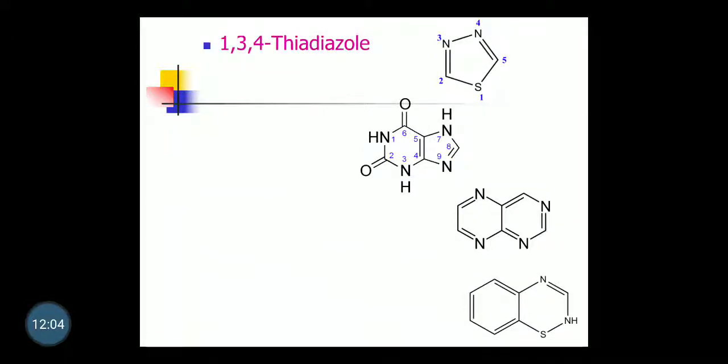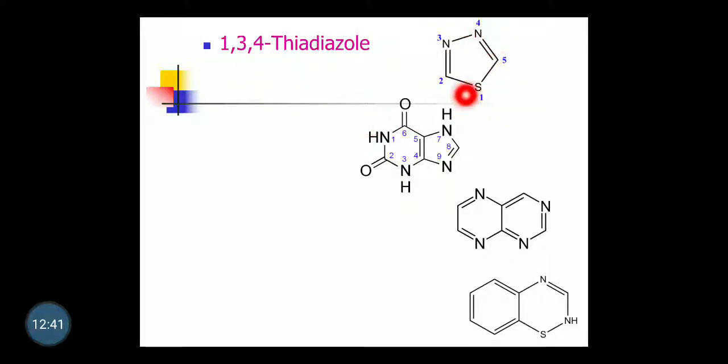Next example of a heterocyclic ring is 1,3,4-thiadiazole. Thia means sulfur, diaza stands for 2 nitrogen, and OLE stands for a 5-membered ring having 2 double bonds. Thia and diaza have relative positions 1, 3, 4. Are you getting it? The name of the ring is thiadiazole. These 1, 3, 4 indicate the position of sulfur and 2 nitrogen.